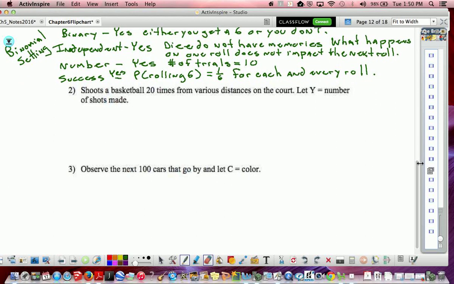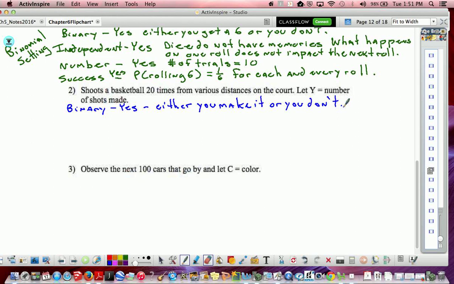Alright, second one. Shoots a basketball 20 times from various distances on the court. Let y be the number of shots made. Is this binary? Yes. Either you make it or you don't. Either you make the shot or you don't.